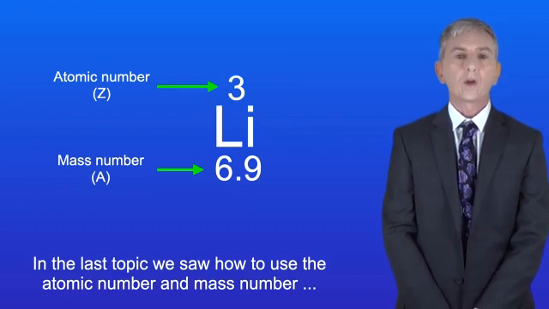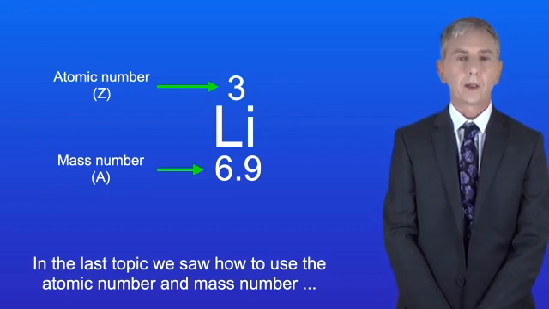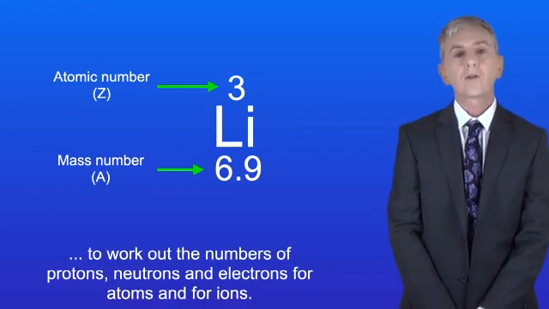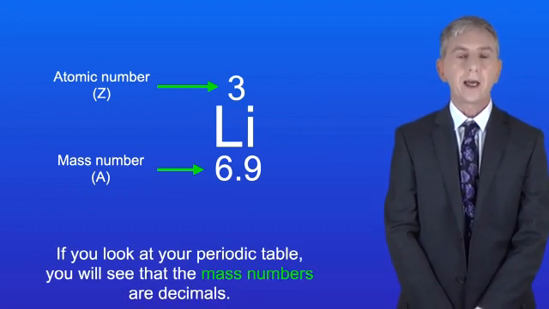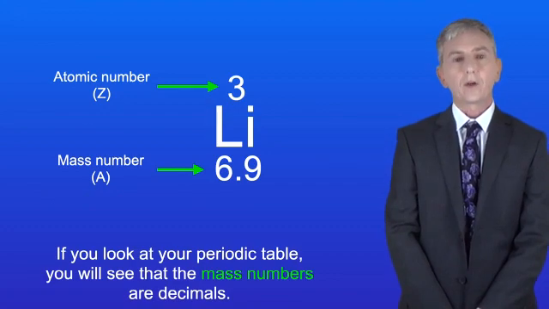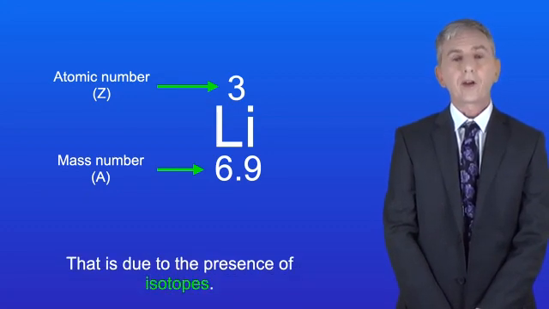In the last topic, we saw how to use the atomic number and mass number to work out the numbers of protons, neutrons and electrons for atoms and for ions. Now, if you look at your periodic table, you'll see that the mass numbers are decimals, and that's due to the presence of isotopes.